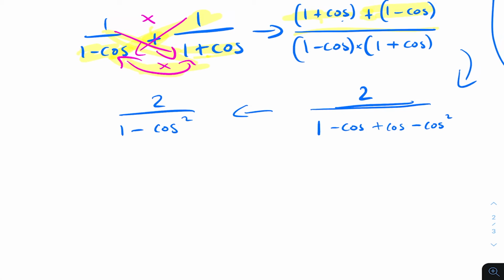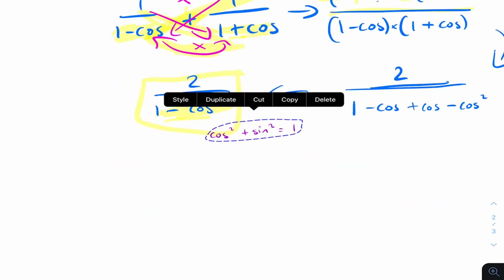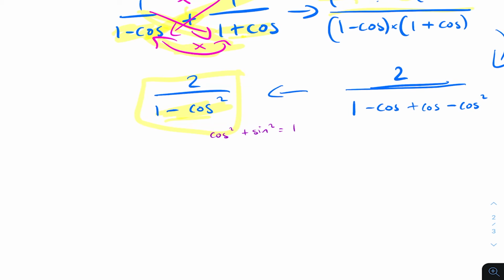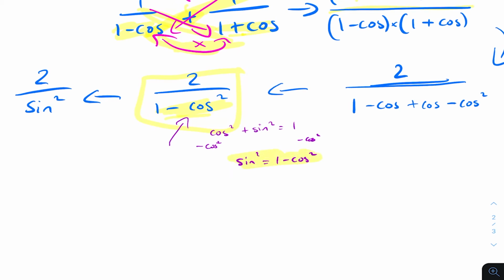Now, if you're looking at this and you spotted something, well done. If you haven't, don't worry about it. In terms of the denominator here, we can use the first fundamental trigonometric identity. Let's copy and paste it and put it down there. Look at that and tell me what you could do. Well, if you took cosine squared from both sides, you'd be left with sine squared is equal to 1 minus cosine squared. So we could replace this whole thing with sine squared. Let's do that: 2 divided by sine squared. We're saying that 1 minus cosine squared is equal to sine squared, so we just replace it. So 2 over sine squared.